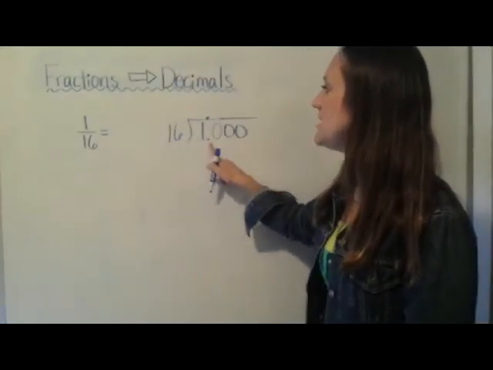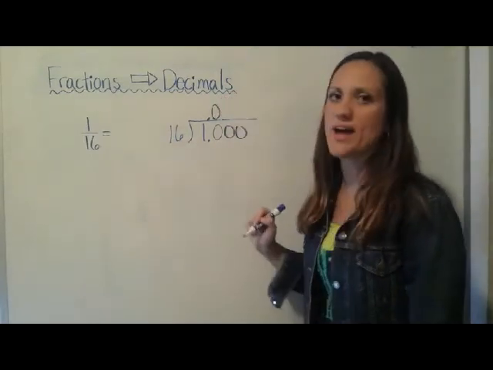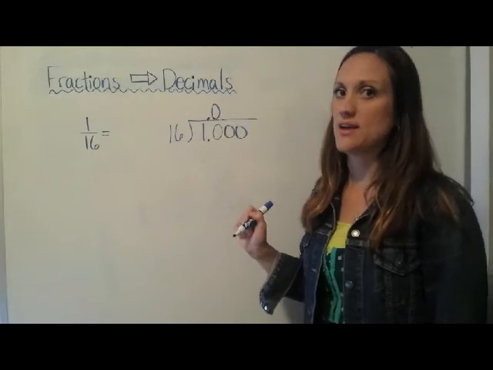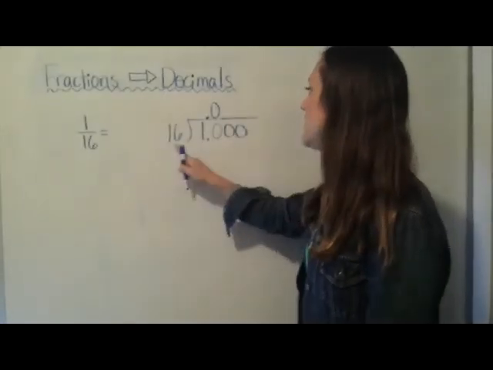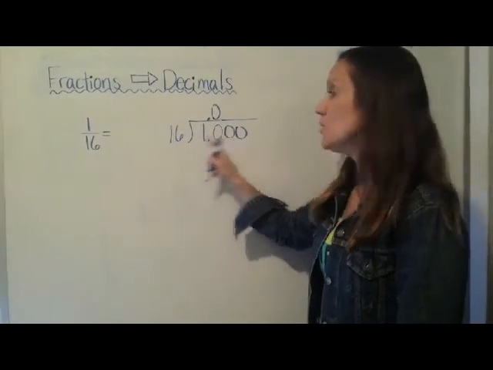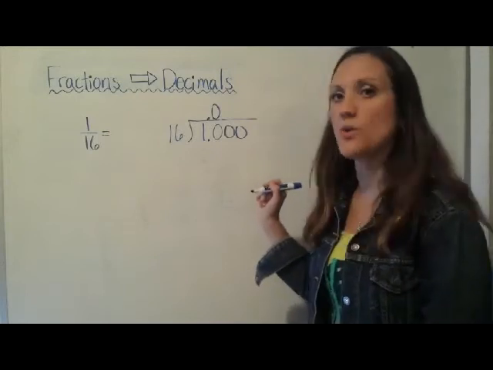16 will not go into 10, so we need to bring up a 0 placeholder. And I like to think of this 0 as the, oops, it won't go in there. So we put a 0 in to say no. Then we look at 16 into 100. Will 16 divide into 100? Sure. How many times will it go in?